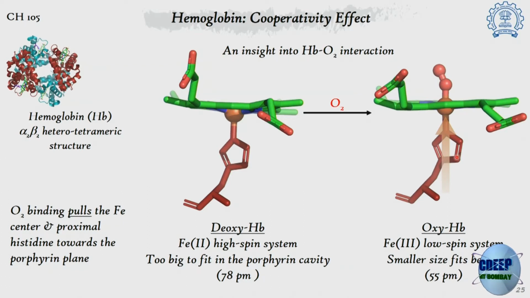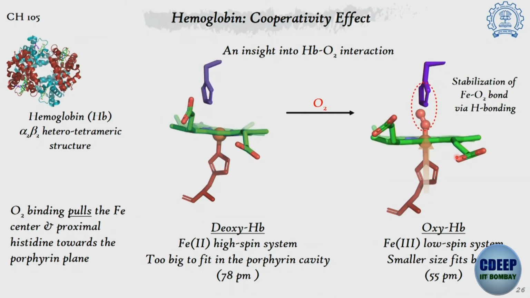Once the iron gets pulled, the connected histidine also gets pulled up. So this full movement is happening when the oxygen is binding to the iron. Now what is happening on the other hand side? Yes, the oxygen is binding over there, but there is another histidine dangling over there. So there are 2 histidines around the iron center.